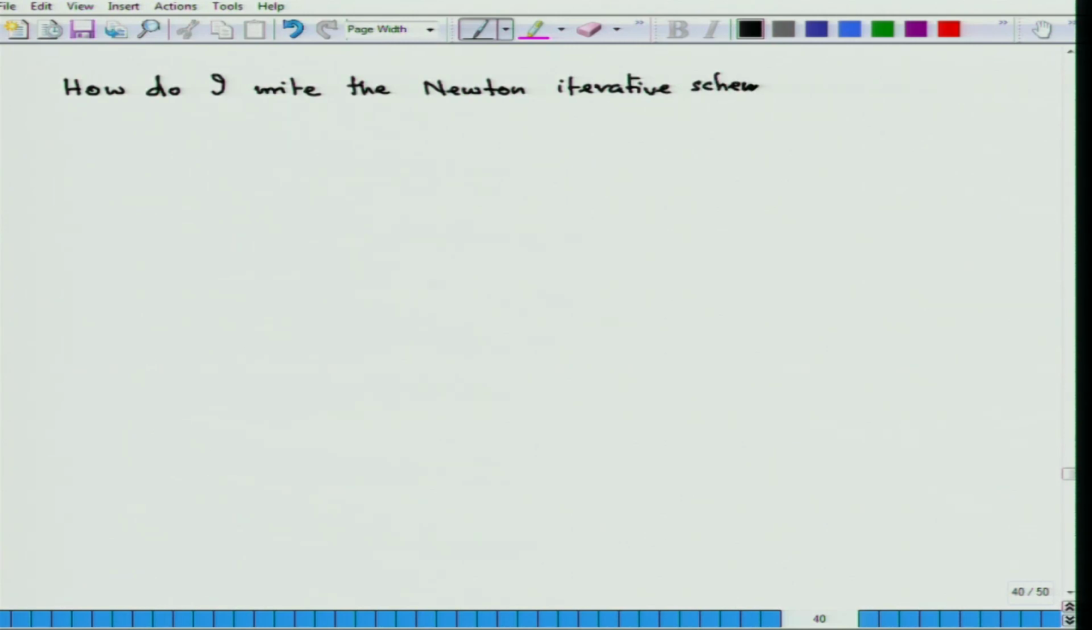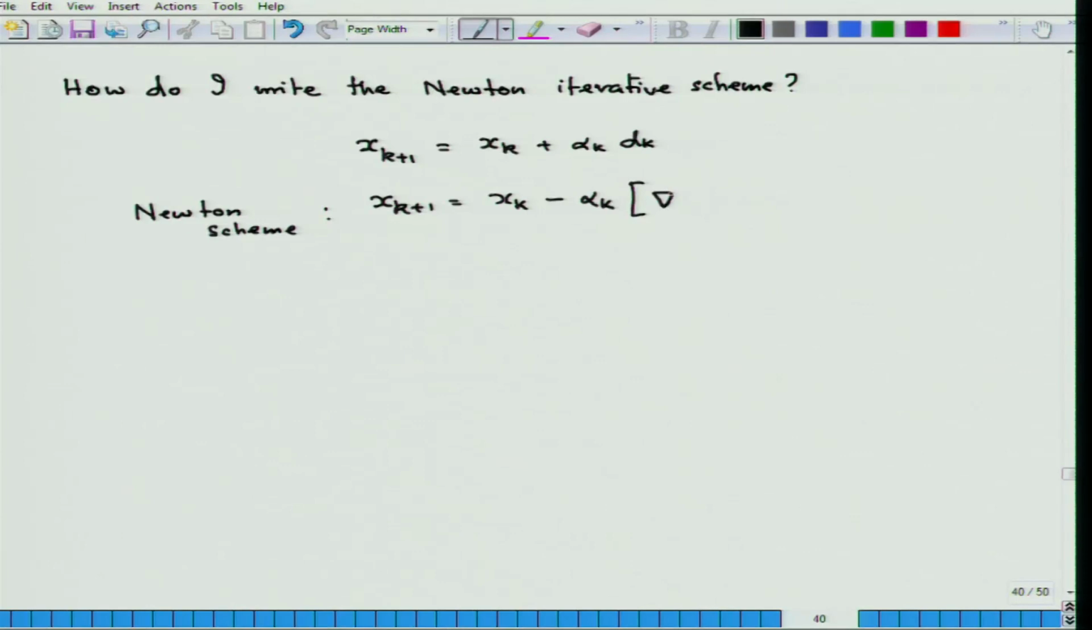Okay. So, this question is not difficult because you know that you are looking at line search problems where your x of k plus 1 at the iterate is x k plus some scale factor alpha k into d k. But then the Newton scheme should possibly look like this. This is quite natural because minus of this is d k and this is alpha k. So, you are replacing d k with minus of this.